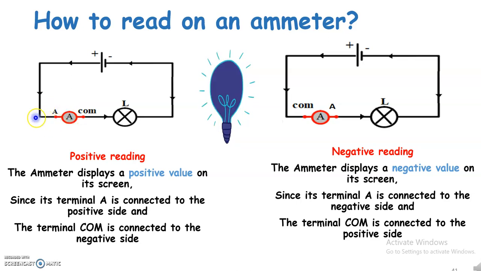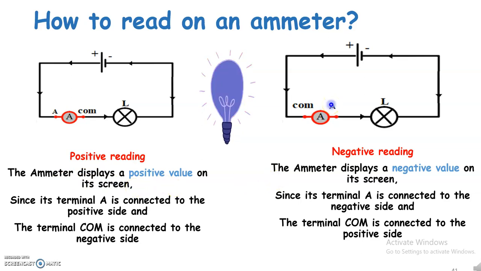A is connected to the positive born of the battery, and COM is connected to the negative born of the battery. So I have respected the polarity of the ammeter. I connected the A, which should be plus, to plus, and the COM, which should be negative, to the negative born. So the ammeter will display a positive reading on its screen.